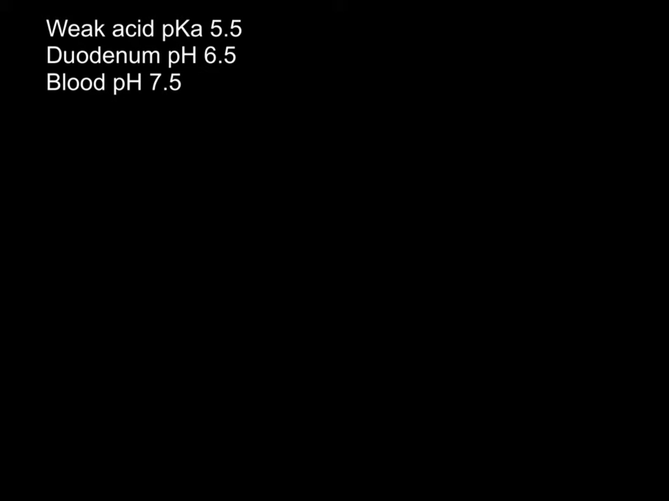Right, let's look at another example. This is example 4 from the PowerPoint. So in this case, we have a drug that is a weak acid with a pKa of 5.5, and we've administered it, presumably per os, and it reaches the duodenum where the pH is 6.5.